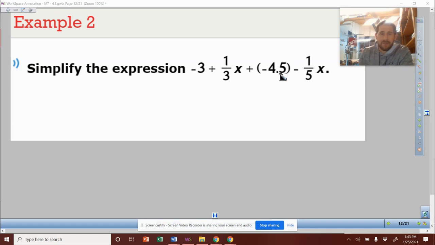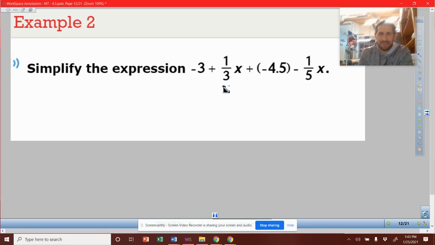So yeah, identify your terms here. So we have an X term, box those in, and we've got another X term over here. Remember, the sign right in front of it, to the left, is what's associated with it. So this is 1/2 minus 1/5. And then we've got, I'm just going to underline these, 3, -3, and -4.5.